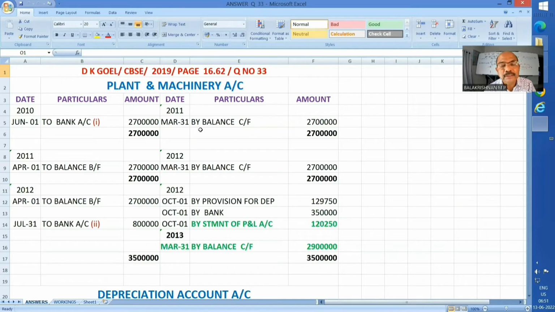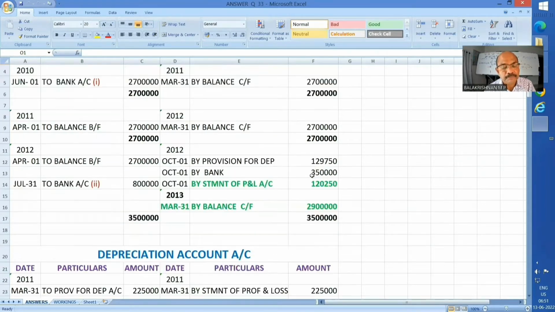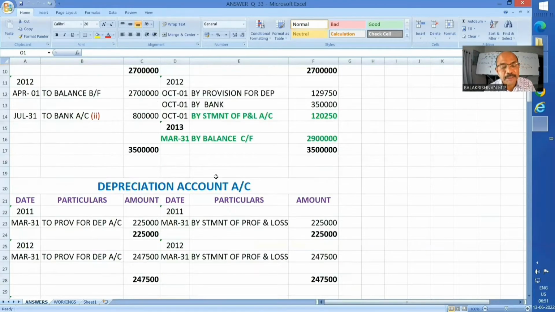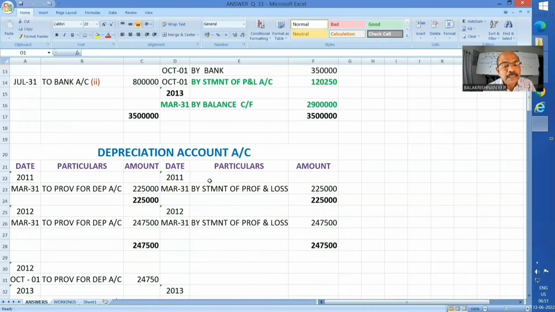Yes, this is asset account carried forward. It has to be maintained in its original cost because we are under provision method. Well, depreciation account. I find the depreciation as 2,25,000. Entry will be depreciation account debtor to provision for depreciation.